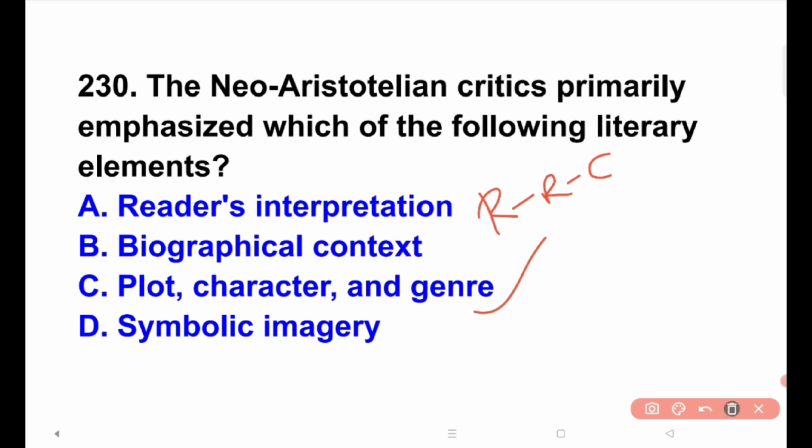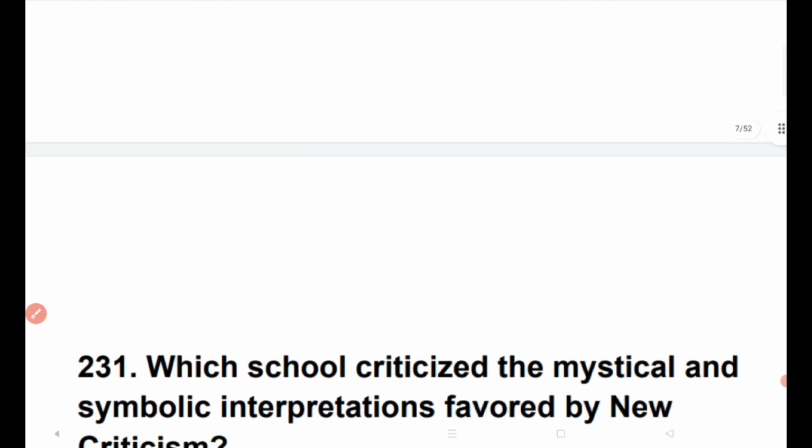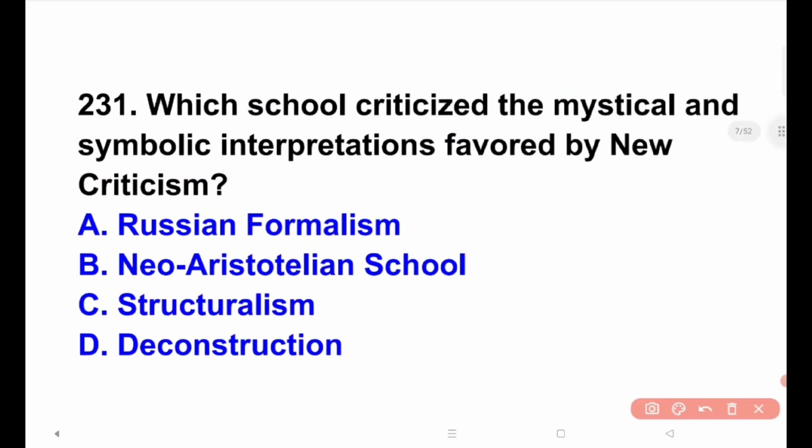Next, which school criticized the mystical and symbolic interpretations favored by new criticism? Option B, neo-Aristotelian school. Originating from the University of Chicago in the 1940s, this school criticized the symbolic and mystical tendencies of new criticism and emphasized classical structure, plot, character, and genre derived from Aristotle's Poetics.